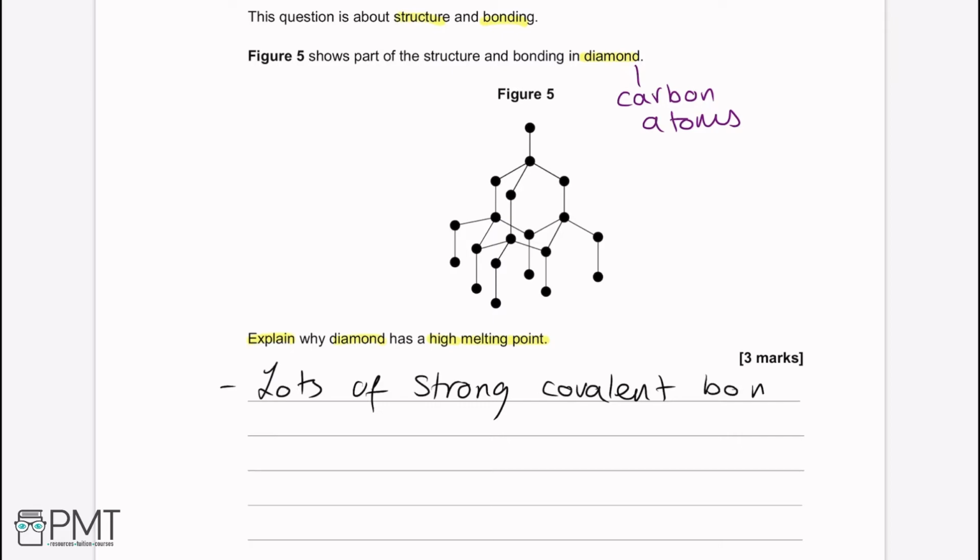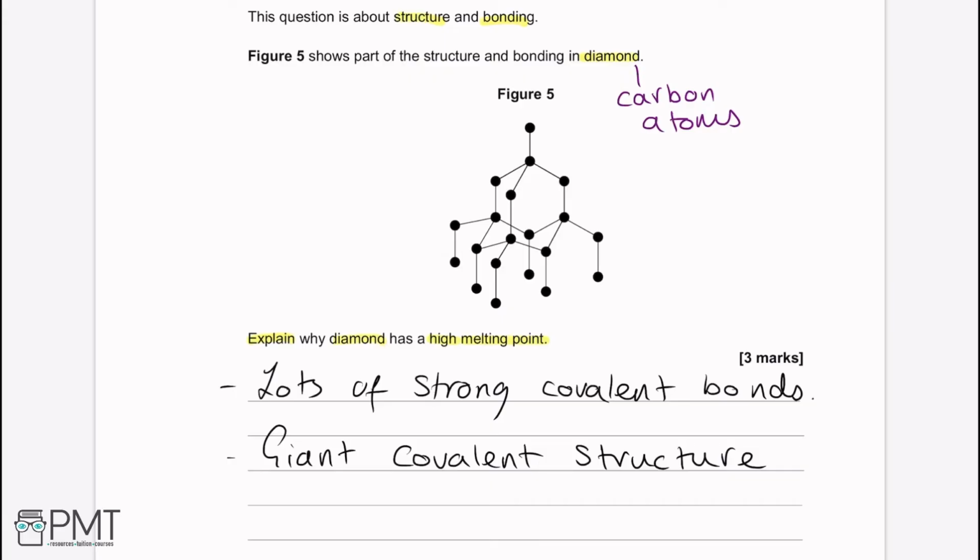Now, let's think about what type of structure diamond is, because we've spoken about the bonding. Now let's talk about the structure. So diamond is something called a giant structure, or a giant covalent structure. Basically meaning there are lots and lots of atoms, and there's lots and lots of bonds between those carbon atoms. So it's a giant covalent structure as opposed to a simple covalent structure, which might be something like Cl2.